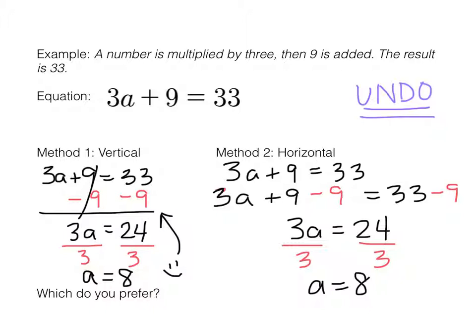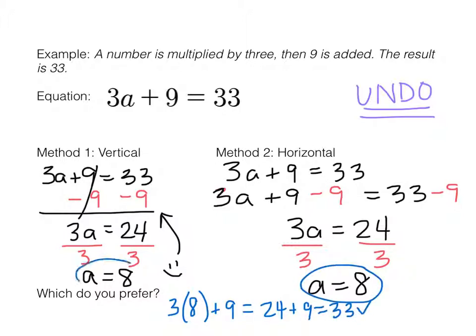Now, we haven't done the check yet at this point, so I'm going to go ahead and get a different color real quick, and we're going to check our solution. Now this is very important. We should always be checking our solution. I believe we did that throughout our video for the properties of equality. So 3 times 8 is 24. 24 plus 9 is indeed 33. I have checked my solution, and I know my solution, found either way, is correct.